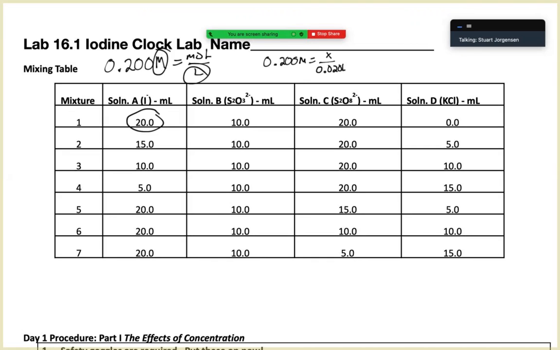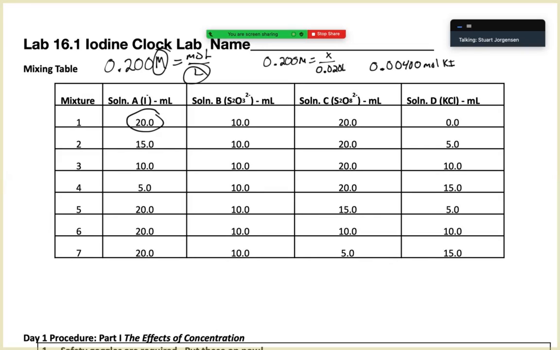To solve for x, we would multiply 0.2 times 0.02. And we find that for that first trial, we measured out 0.00400 moles of our KI, or I minus in this case, which is the part we're interested in. Sig fig check, that's 3 sig figs. Cool. Now, question, what did we do with these moles? Well, we diluted them. We put them into a new total volume.